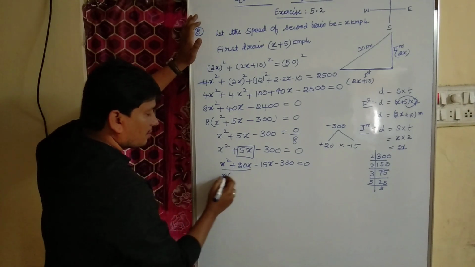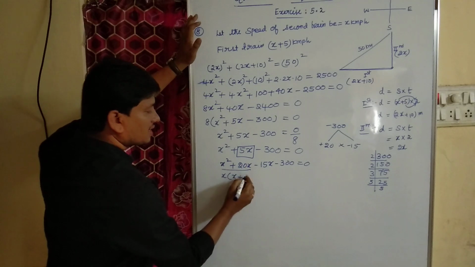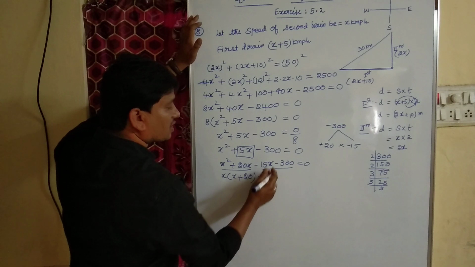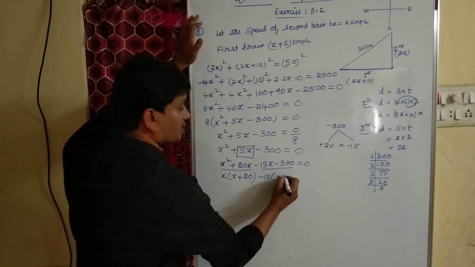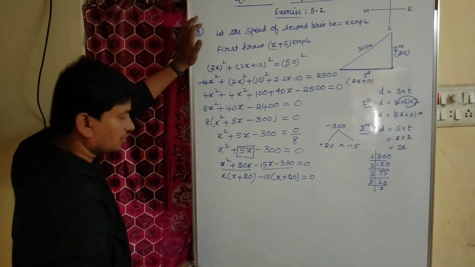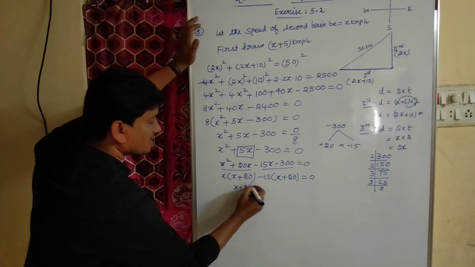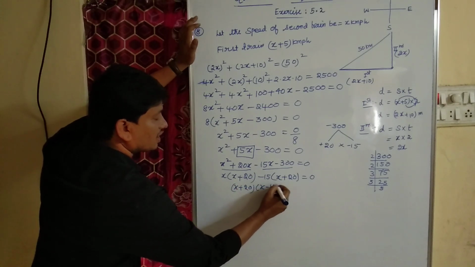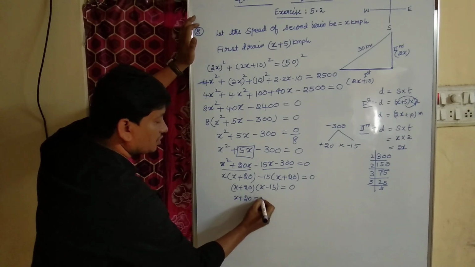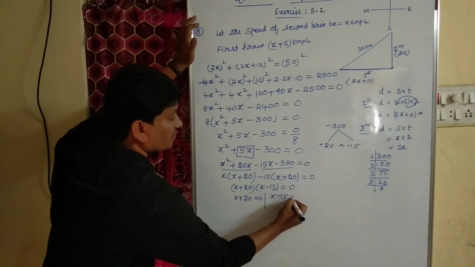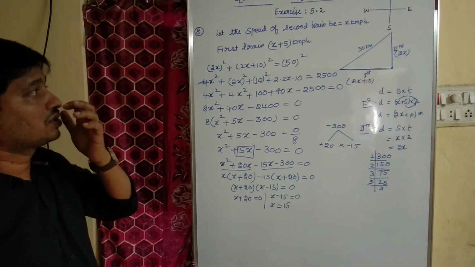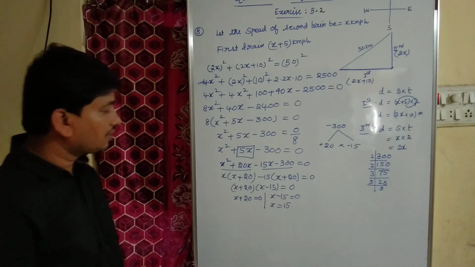So take x as common: x into x plus 20, that is 20x. Now from these two terms I can take minus 15 as common: minus 15 into x, minus 15x, and minus 15 into 20 is minus 300. Now I can take x plus 20 as common, and the other factor is x minus 15, equal to 0. One is x plus 20 equal to 0 and the other is x minus 15 equal to 0. So x is equal to how much, children? x equal to 15.